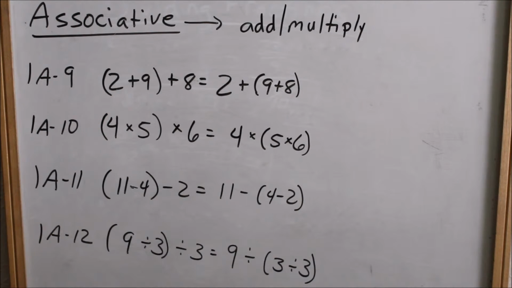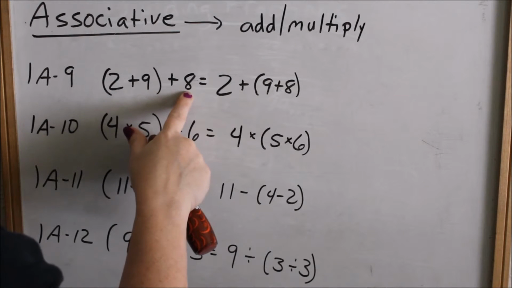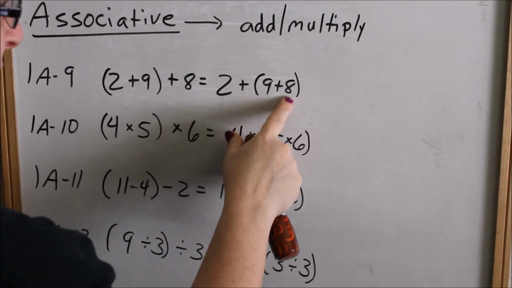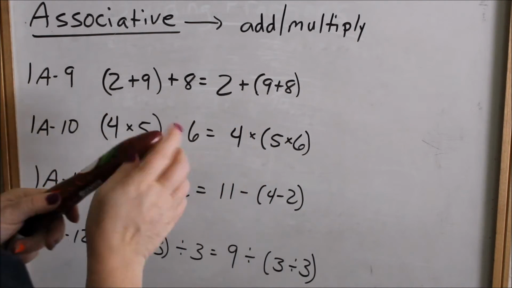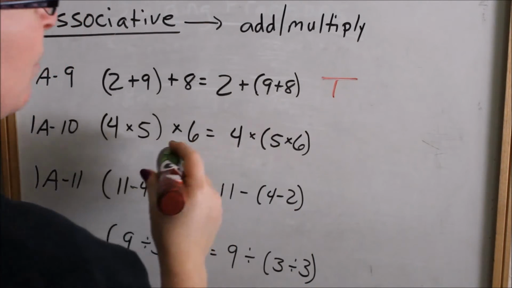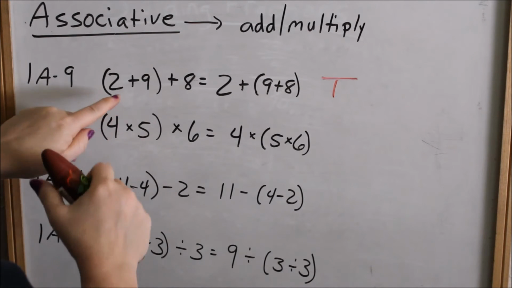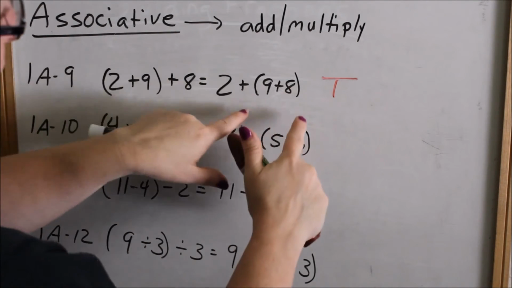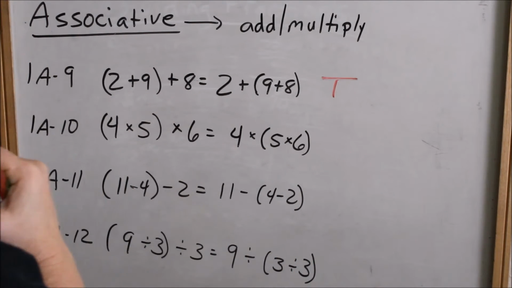So when you do the parentheses first, 2 plus 9 is 11, and 11 plus 8 is 19. Over here, 9 plus 8 is 17. Plus 2 is 19. So this is 19 equals 19. That is a true statement. That basically proves you can do the associative property with addition. So again, associative property just means I'm going to associate these two numbers together, but on the other side of the equal sign, I am changing the association.